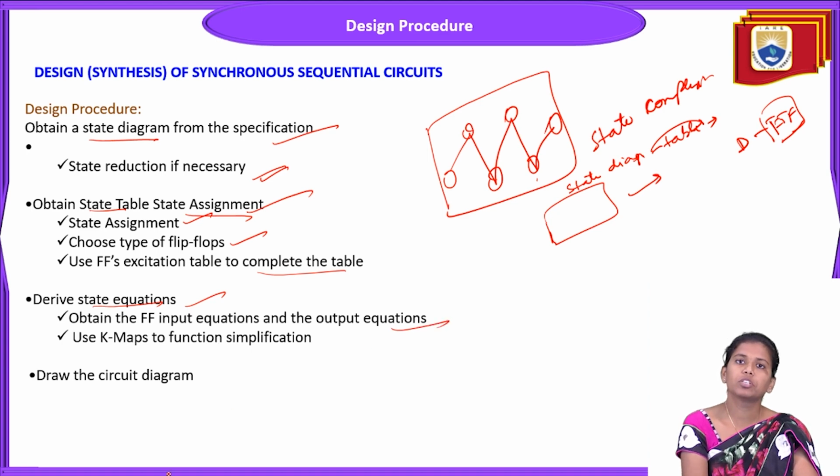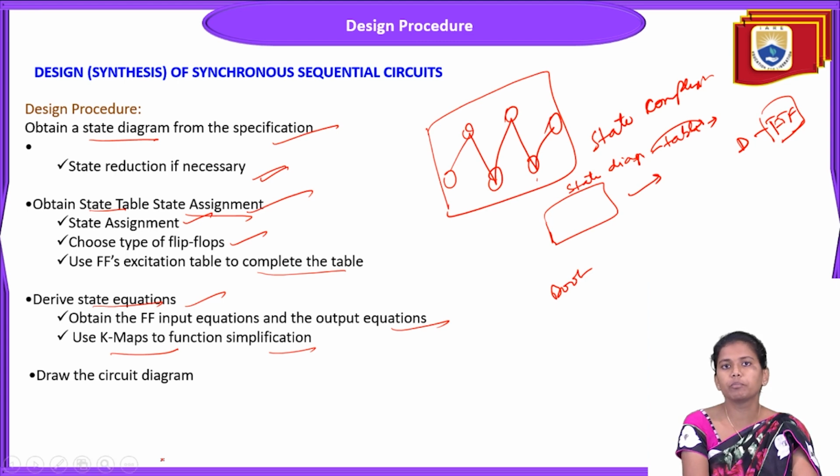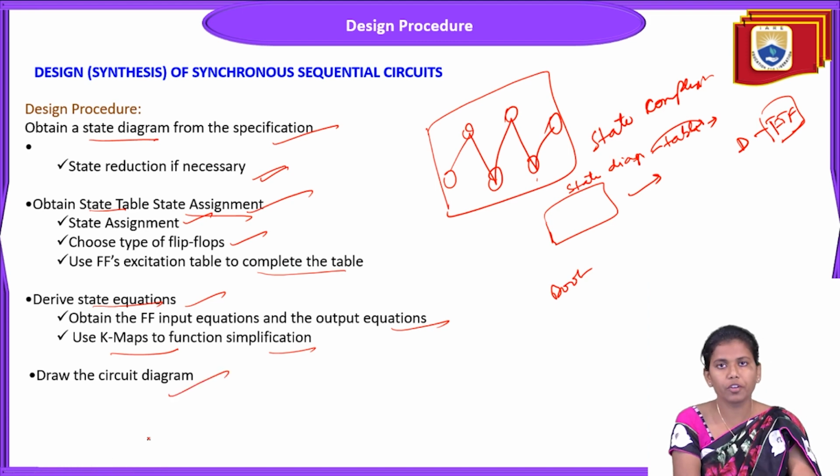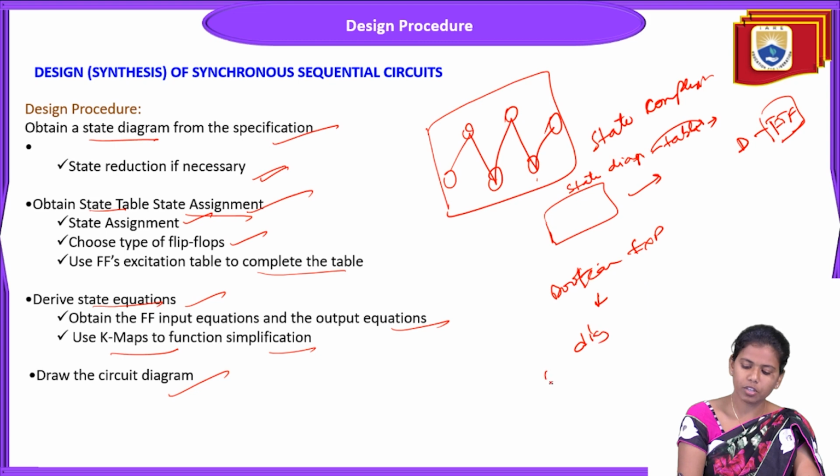So with respect to the input and output, the Boolean expressions should be written, and then from the expressions we can make use of K-maps for the simplification. In order to simplify the expressions, we can make use of Karnaugh maps. And then draw the circuit diagram: from the Boolean expression, we can draw the circuit diagram.